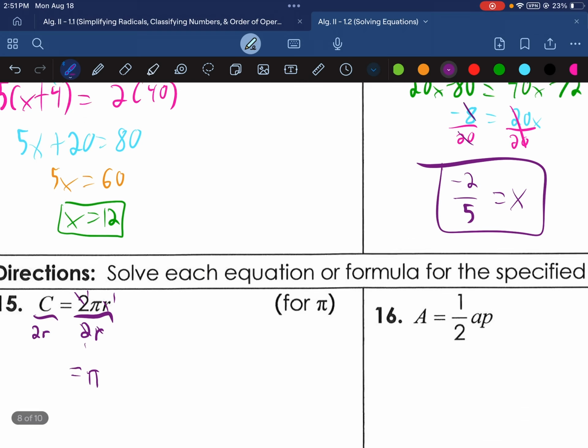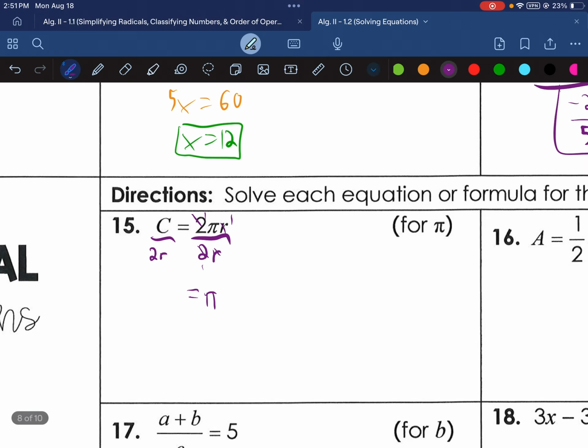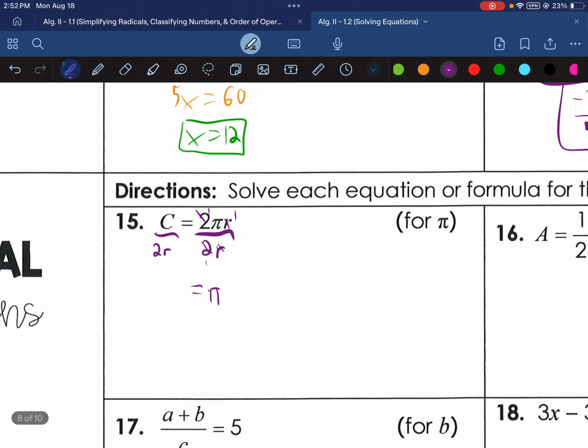Now, typically when we divide, we can at the very least reduce, like we did on the previous problem, reducing 8 and 20 to 2 and 5. But here we can't reduce c with r or c with 2, and so we actually just have to leave it as c over 2r. If we knew a value for c or knew a value for r, we'd be able to do more on this problem, but because we don't, we end here. So pi is by itself, it's all the math we could do on the other side, so we're done.